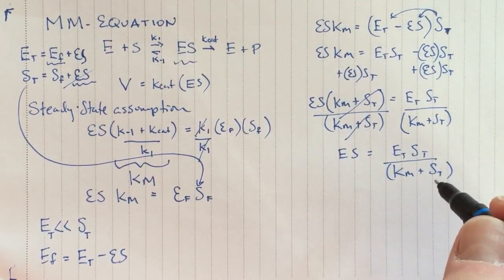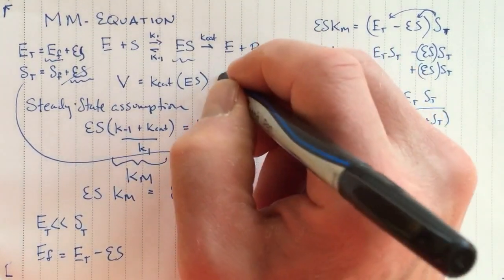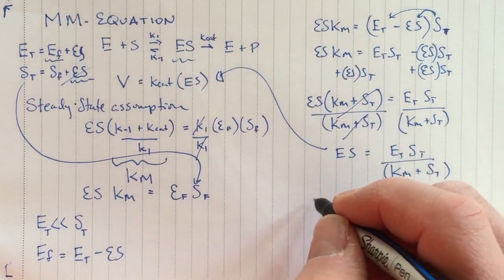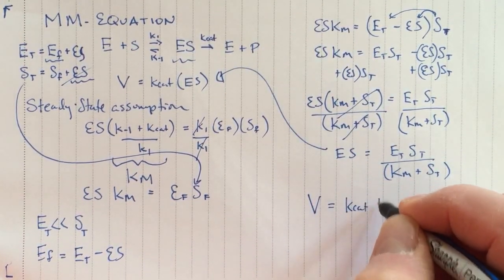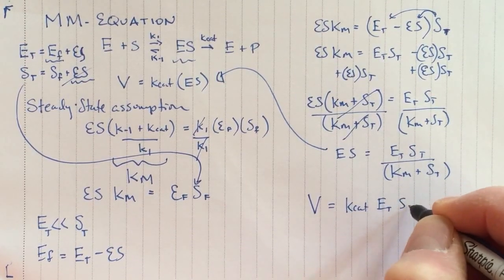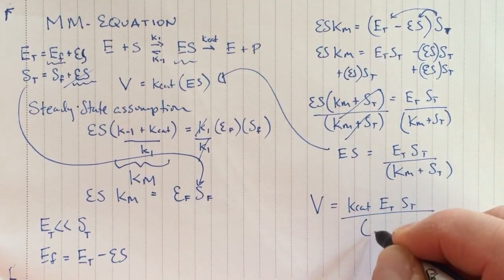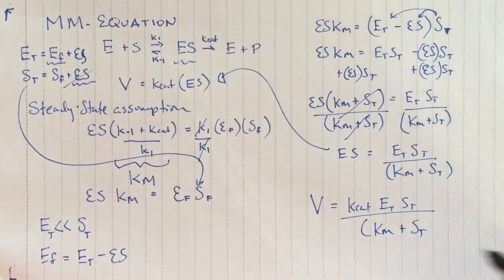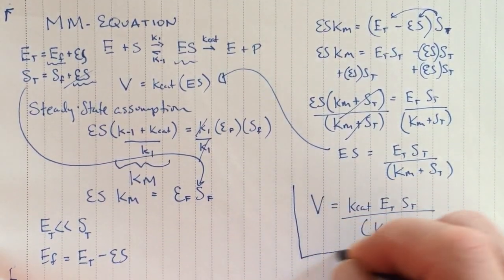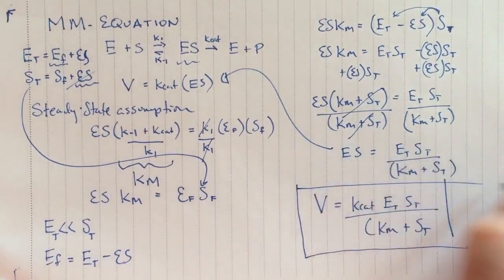And now the only thing left to do is to substitute into our original equation to write V is equal to Kcat times enzyme total times substrate total divided by Km plus substrate total. And that is exactly what we're looking for, the Michaelis-Menten equation.